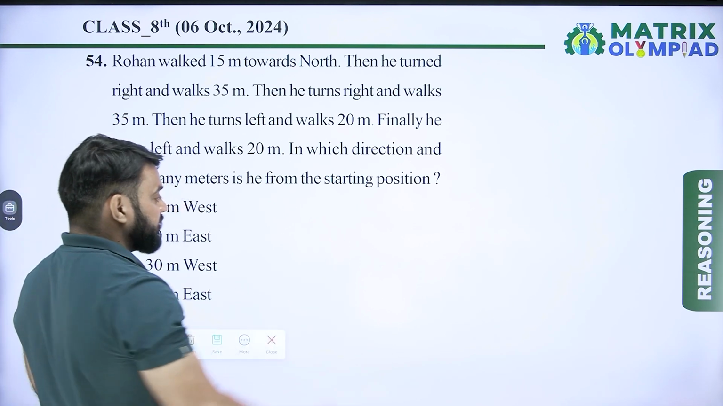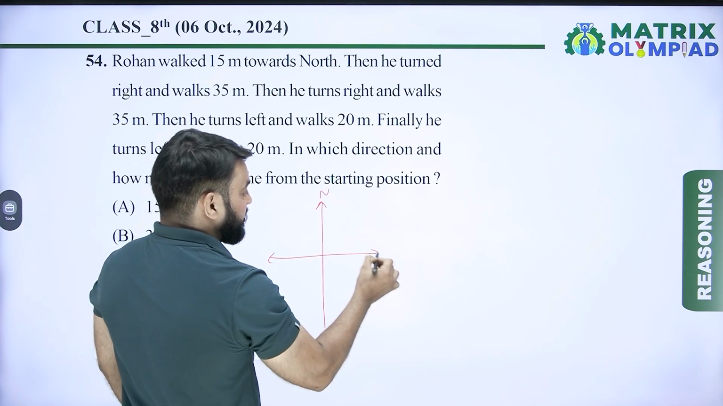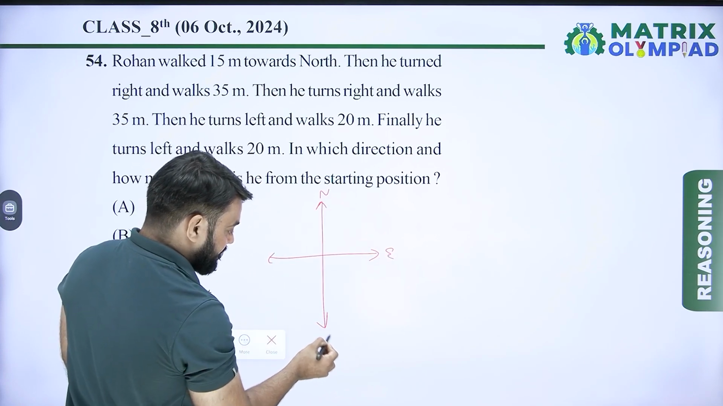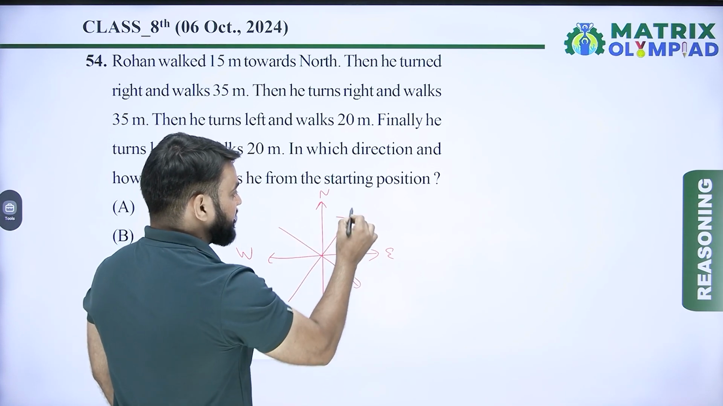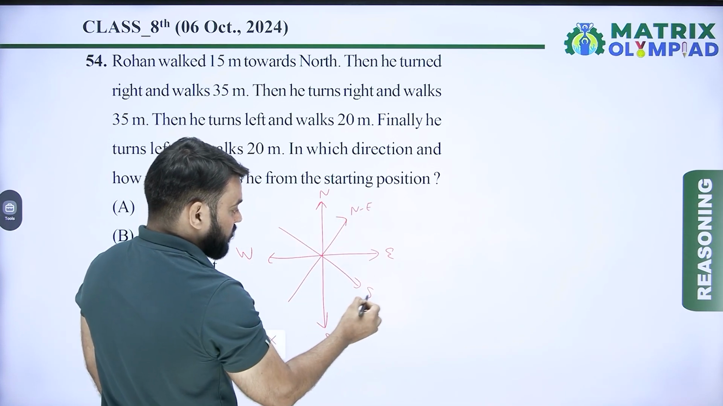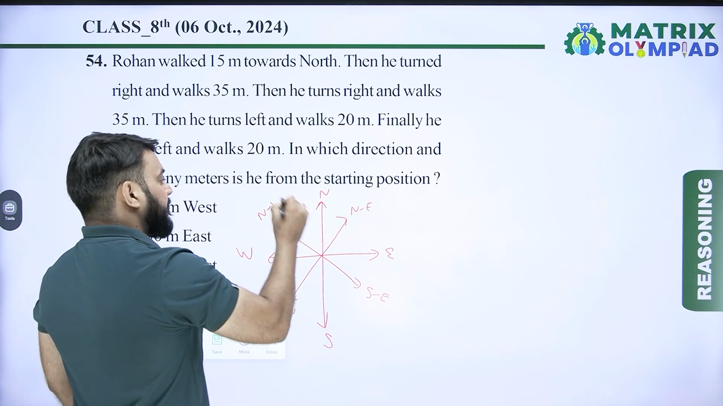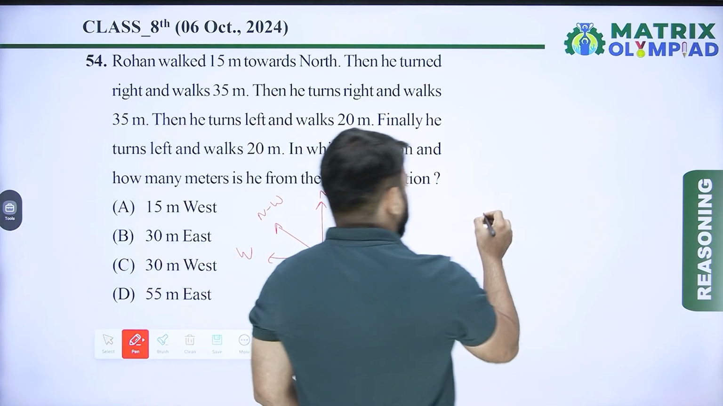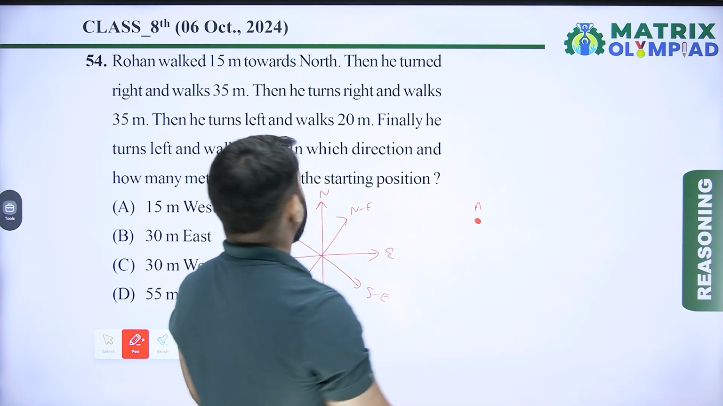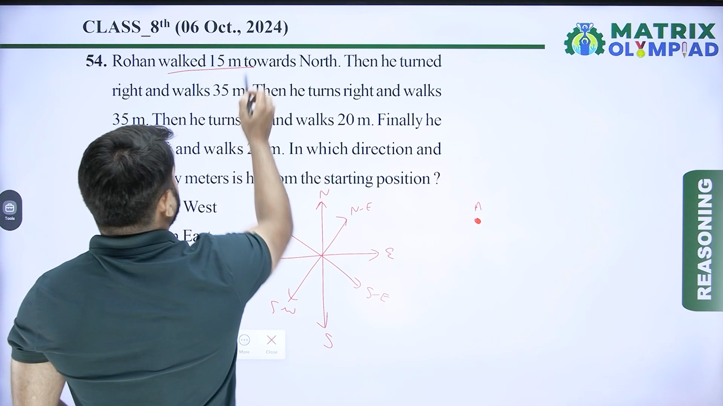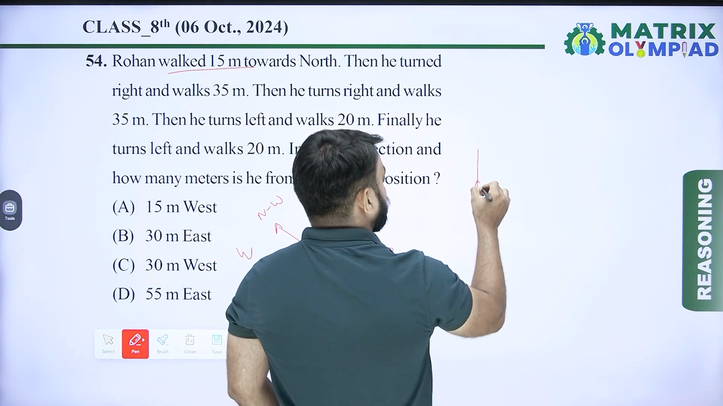Before starting this question, we should know that there are 4 main directions. This is north, this is east, this is south, and this is west. And there are 4 cardinal directions. This is northeast, this is southeast, this is southwest, and this is northwest. Now according to this question, let's suppose A is the starting point of Rohan. Rohan walked 15 meter towards north.